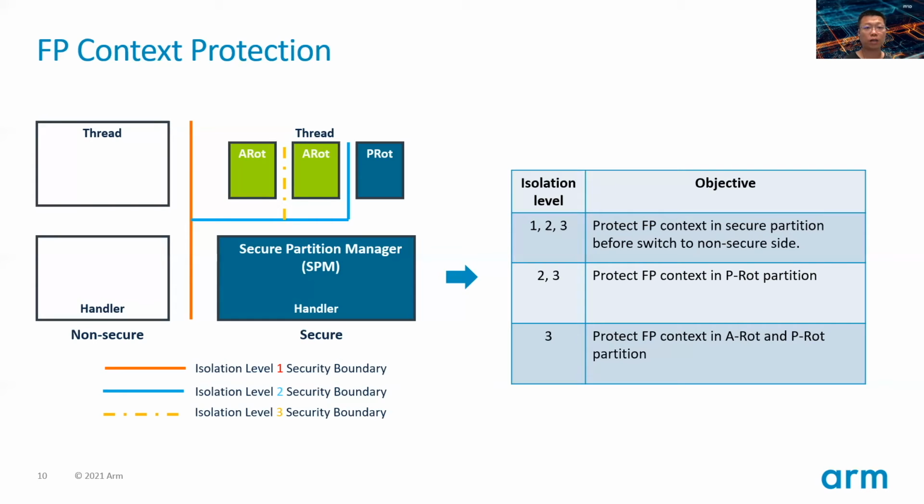So we could get the objective for different isolation levels. For isolation level 1, protect FP context in the secure partition before switching to the non-secure side. For isolation level 2, it has the same objective as isolation level 1 plus protect FP context in the P root partition. For isolation level 3, it has the same objective as isolation level 2 plus protect FP context in A root and P root partition.